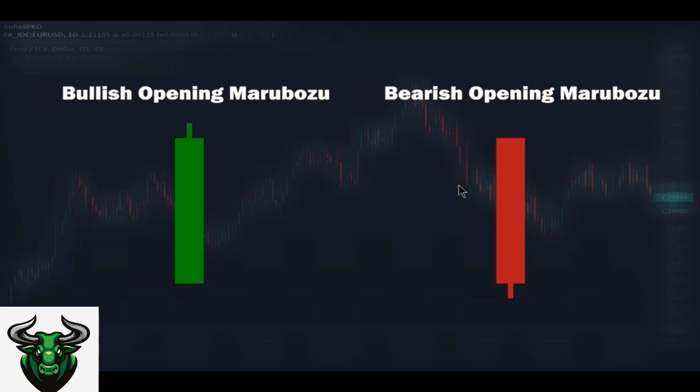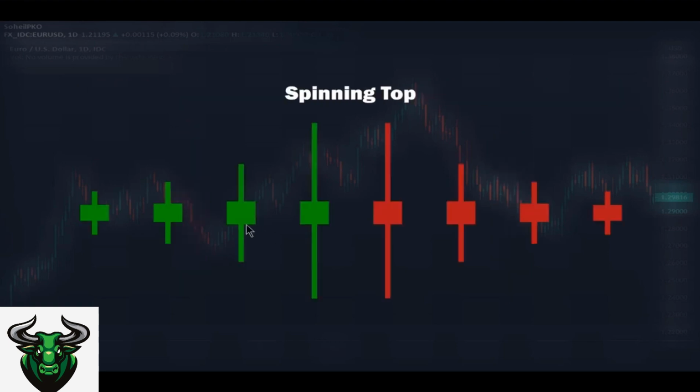Now you may ask, what if the body is small or the shadows are long, or one shadow is small and the other long? Let's see what other kinds of candlesticks we have and what they tell us. When we have a small body and the shadows are approximately equal, the candlestick is called a spinning top. We may have different lengths of shadows, like small shadows or long shadows, but the size of the shadows doesn't matter in identifying the spinning top. It's the small body that makes the spinning top.